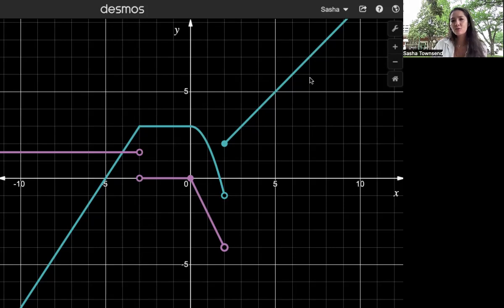y equals x has a slope of 1. So we'll graph y equals 1 on the interval from 2 to infinity. And make sure that that point is actually not included. Actually, the derivative from the right of x equals 2 does exist. I think we can color in that point, actually.